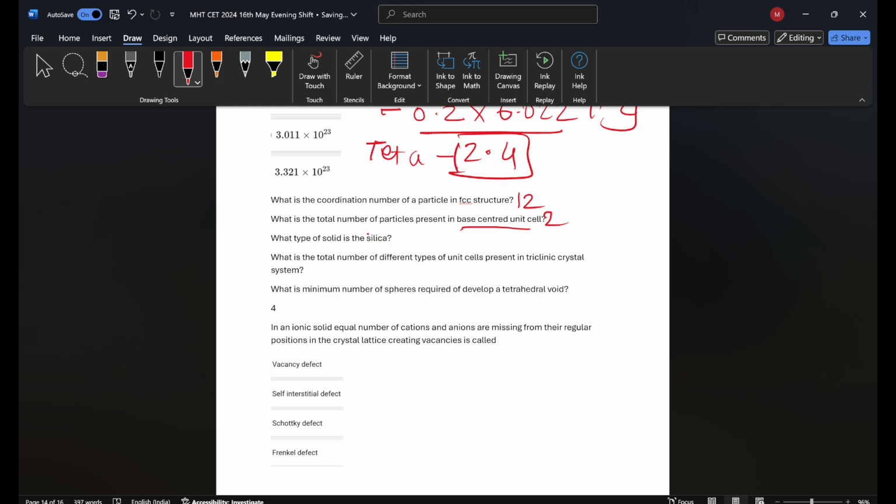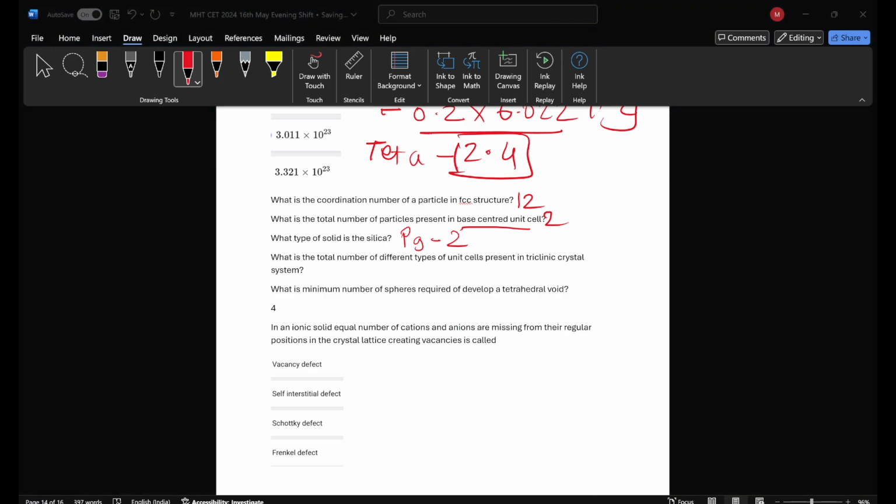What type of solid is silica? I think silica has alpha quartz and beta quartz, and that term is, I think, on the second page of the textbook, page number 2. I don't remember it. Let me see the textbook. Even I have not done that well. So silica was here somewhere.